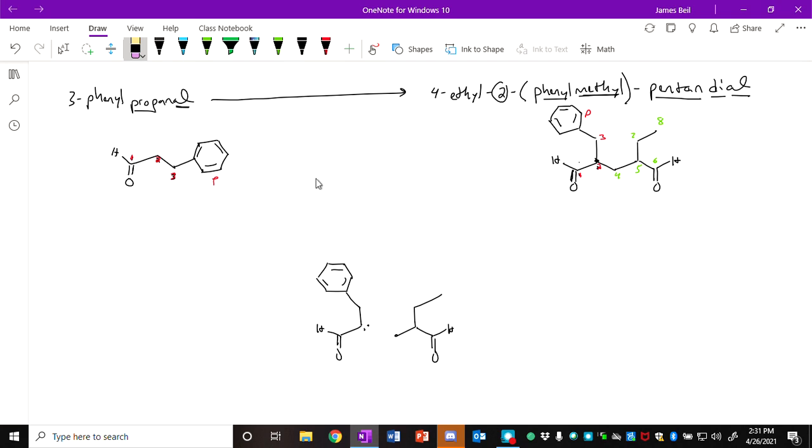Can I put an alpha beta unsaturated compound there? Maybe, but since this enolate is only stabilized through resonance with 1 oxygen, it's still a pretty strong nucleophile, so it's going to attack here sometimes and push electrons up to the oxygen, but it also is going to attack here sometimes and push electrons up to the oxygen. So it's going to give me a mess.